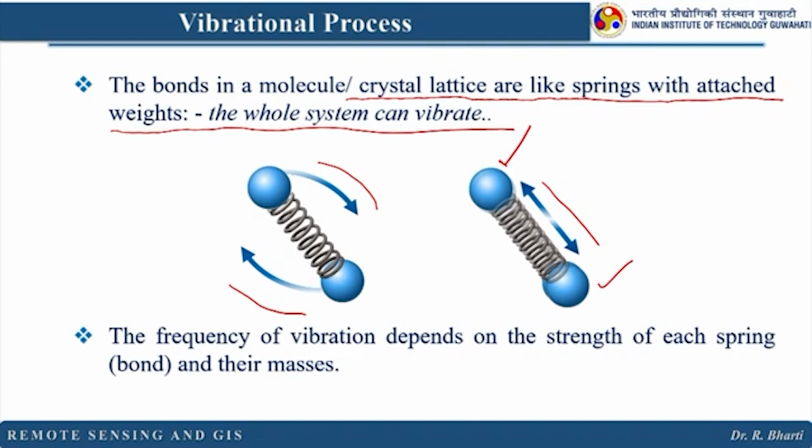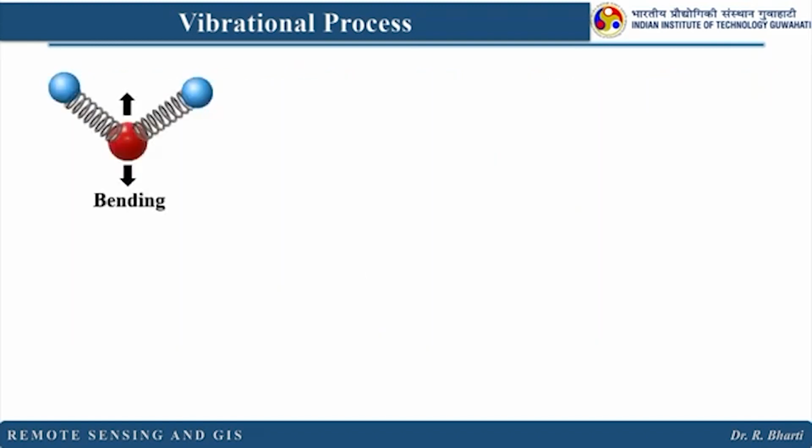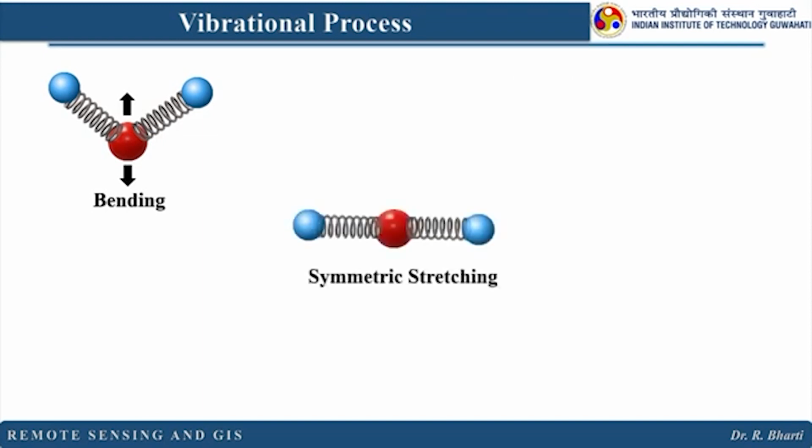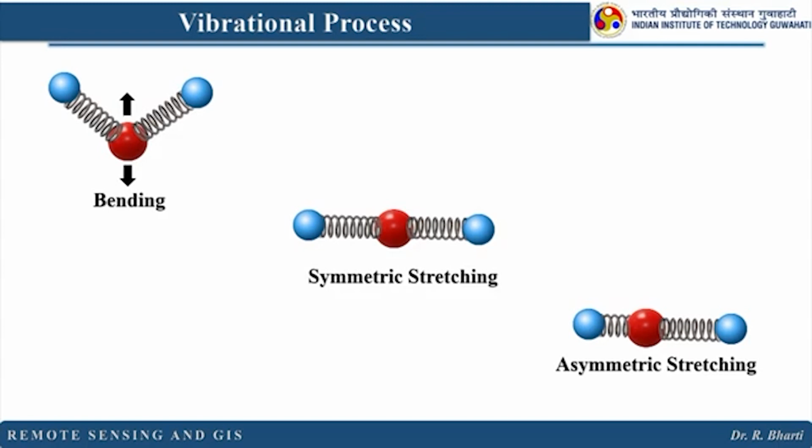So, the spring is basically the bond which is present in the molecule, whereas the masses are actually the elements. So, here it depends on these two, what the bond is and what their masses are, right. Here you can see this vibrational process can result in bending, symmetric stretching and asymmetric stretching. I have an animation page for you so that you can see all these things in a better way.